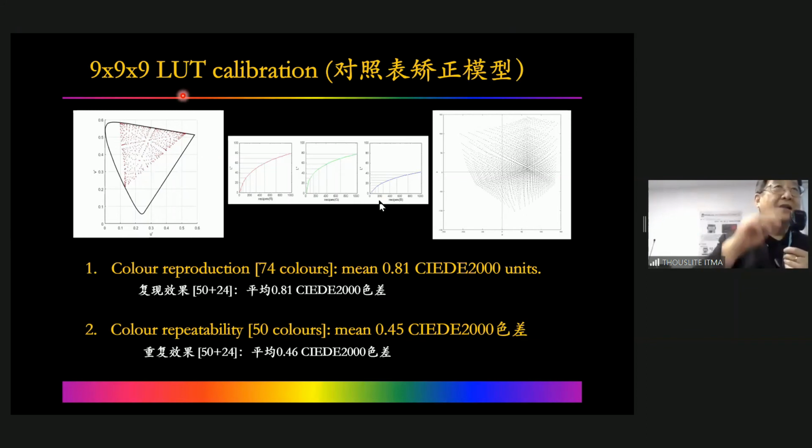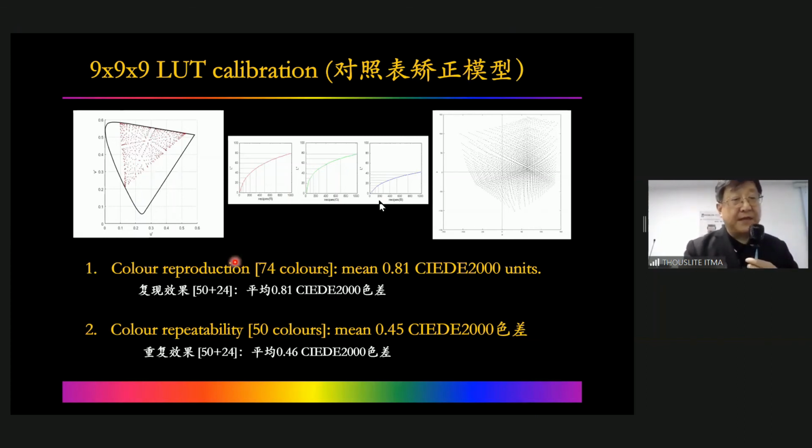If we use equally spaced RGB, we don't get good results. But we use non-equal RGB, arranged according to L star, and we get very good results. So let's have a look at the color reproduction.